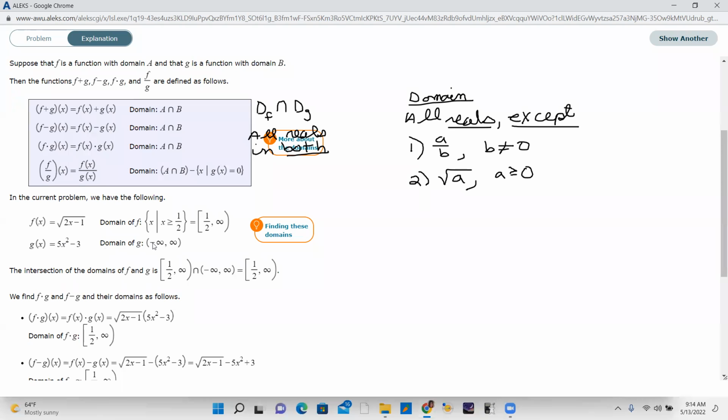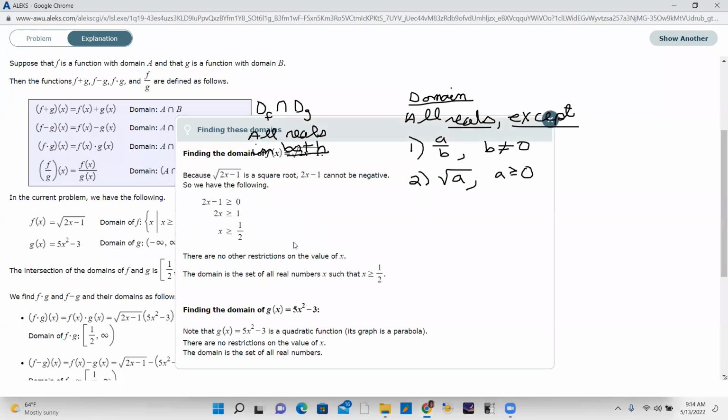Okay, so the domain of G, it's all real numbers. And for F, we found it's all the X's that are greater than or equal to a half. And again, you set what's inside greater than or equal to zero because it can't be negative. So again, I like to think of numbers as being either zero, positive, or negative. If it can't be negative, that means it's zero or positive, greater than or equal to zero. So I think it's nice to connect these two so you're not just memorizing symbols, and there are no other restrictions, et cetera.